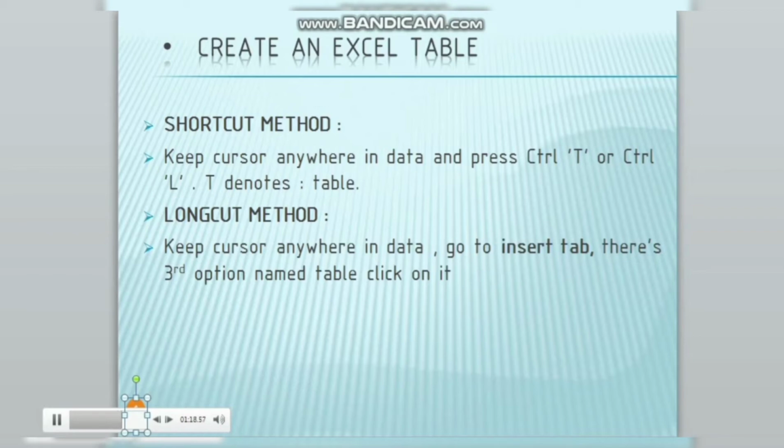Now what's the beauty of a table is, once the table has been created, you get sorting, filtering and sort by color options automatically. What's the difference is, when you keep your cursor inside the table, you will see there's a Design tab which will be active automatically, and if you keep the cursor outside the table, the Design tab goes away. And from the Design tab you can explore various functions of that tab. So that's how you create an Excel table.